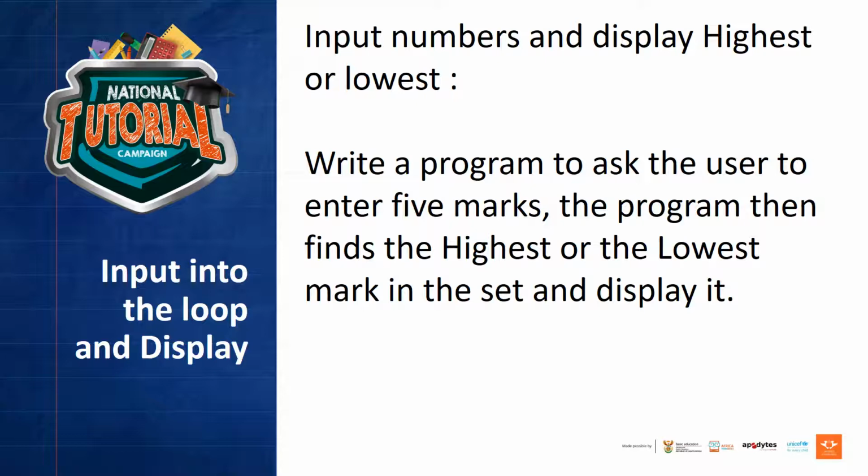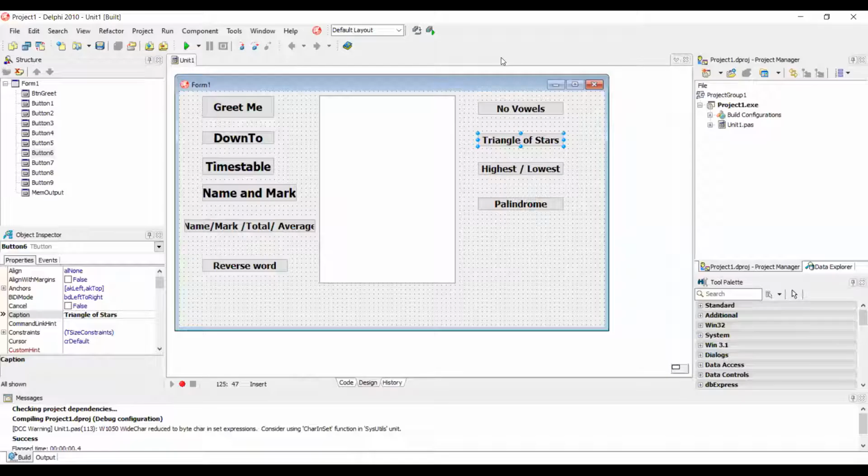I'm going to switch over to Delphi to start coding highest and lowest. Okay, we're going to code on the highest and lowest button here. We want to enter 5 marks, and then let's start off with the highest. So I'm going to double click on the button highest and lowest.